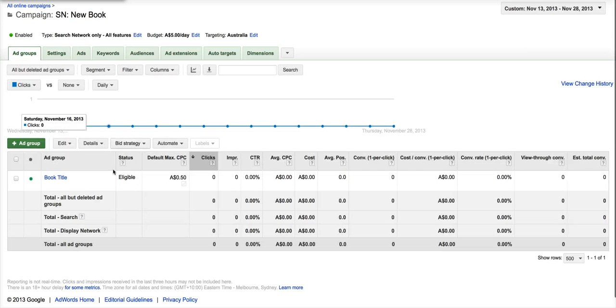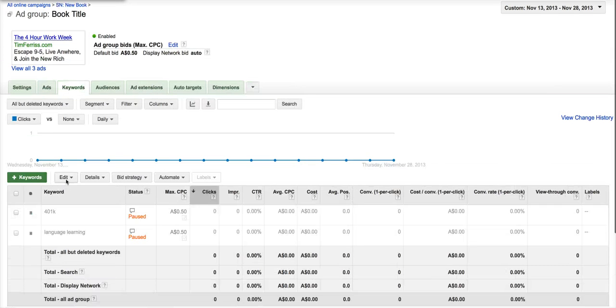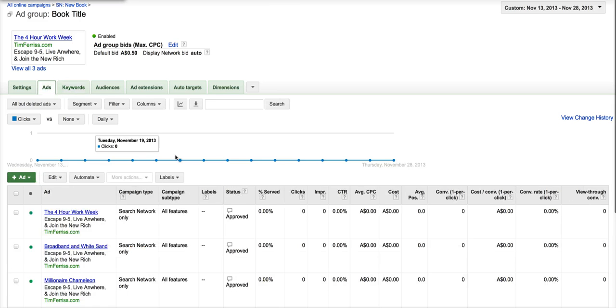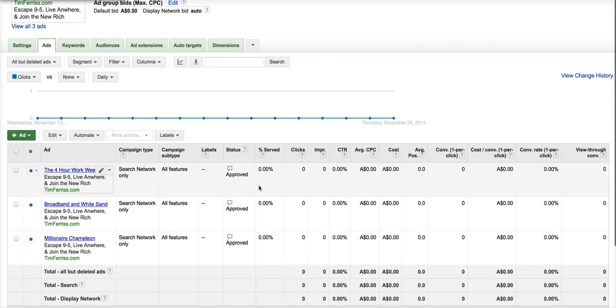So that's pretty much it from me. And again, assuming that he ran his test right, he would have seen that over time this ad would have won because it would have had more clicks and a higher click-through rate.